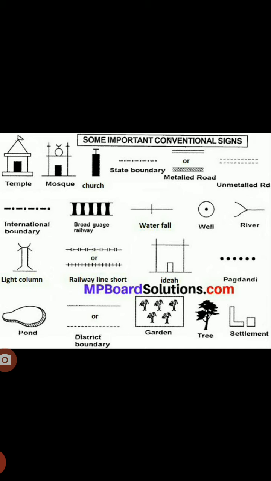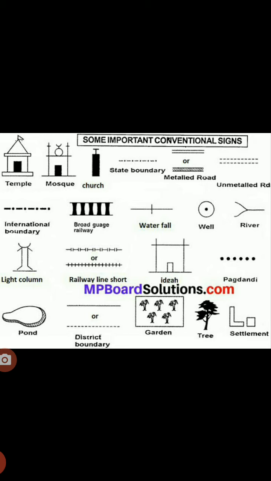Some symbols are also called conventional symbols. See, these are the symbols, some important conventional symbols or signs. First of all, what is a symbol? A symbol is a sign which shows an object. Understand? It is a symbol which shows an object. That is about a symbol or sign.